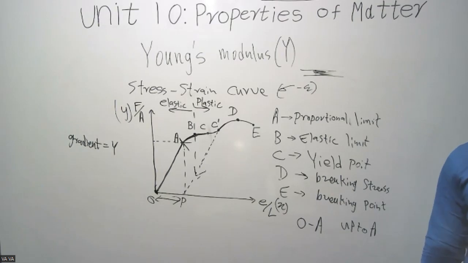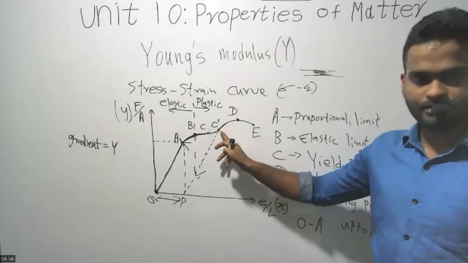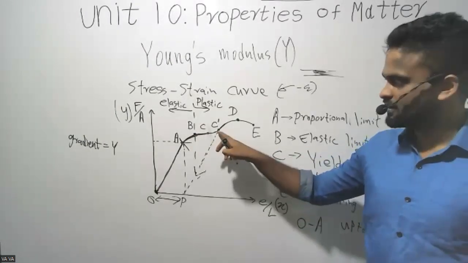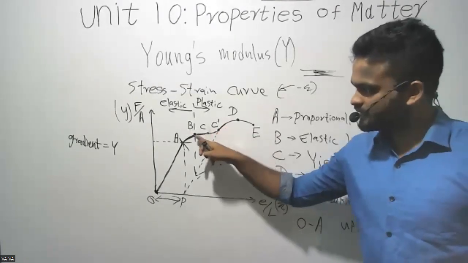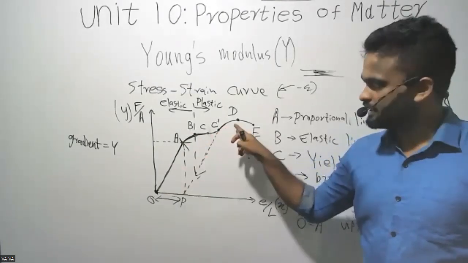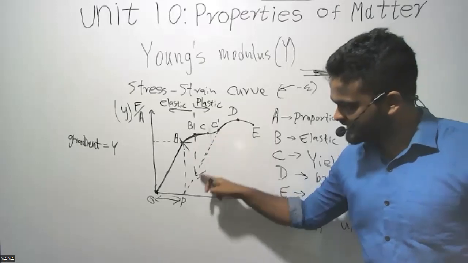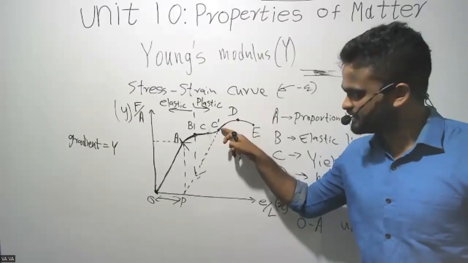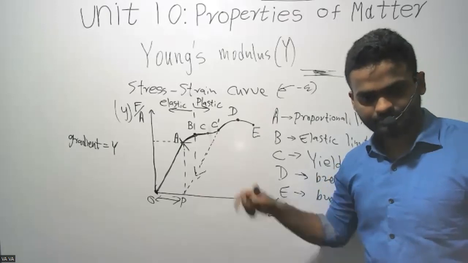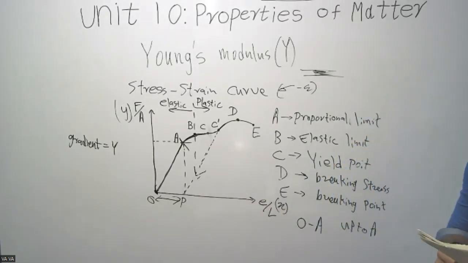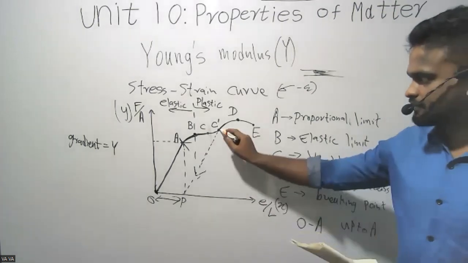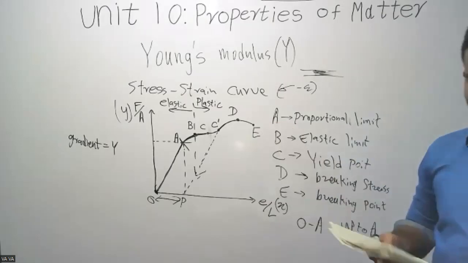Okay, so explain from B to C dash. What happens when you release the force from here? It doesn't follow this graph. It follows C dash P. Right. Then we have to talk about from C dash to D.